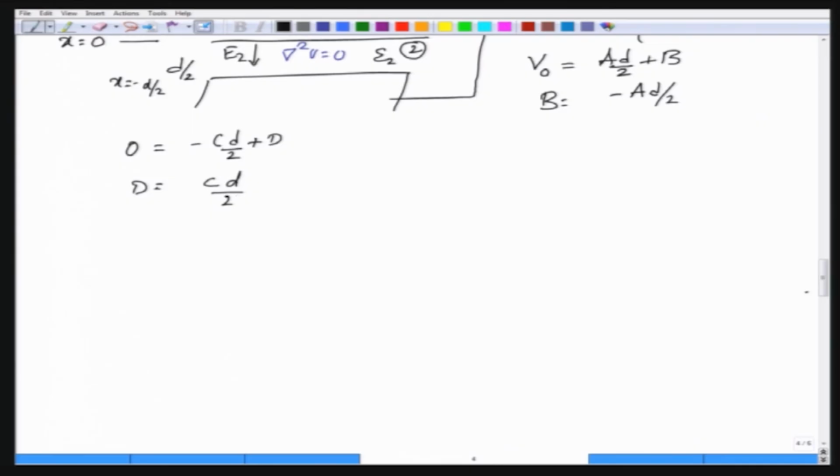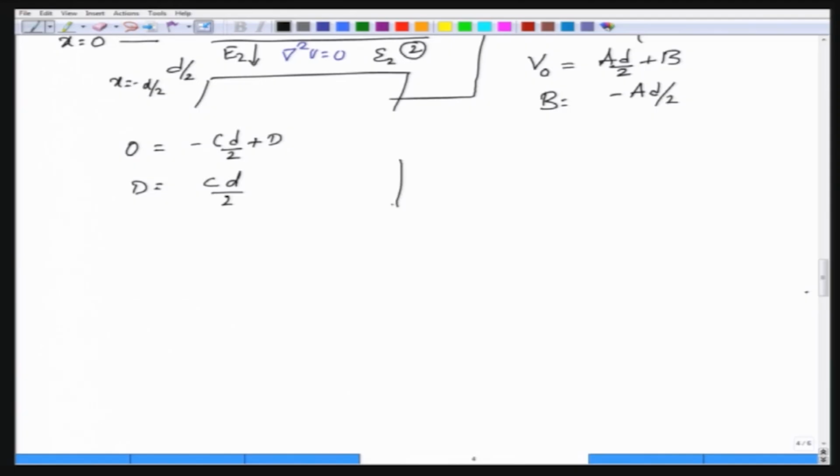So, I have removed 2 out of 4 constants by writing b in terms of A and writing d in terms of C. Now, here is where I have to use a third boundary, right. So, at the third boundary what is happening?